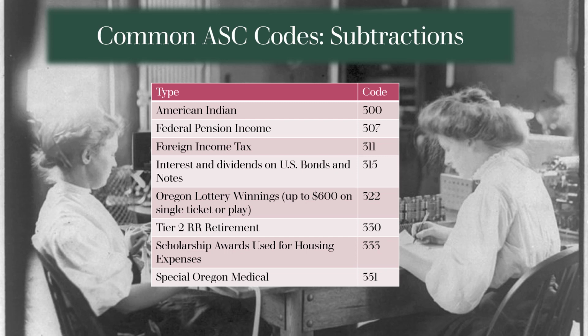Tier 2 railroad retirement benefits are not taxable to Oregon and can be subtracted out. Also, Oregon allows a subtraction for scholarship awards that were used for housing expenses, unlike the federal rules that tax scholarships used for living expenses.